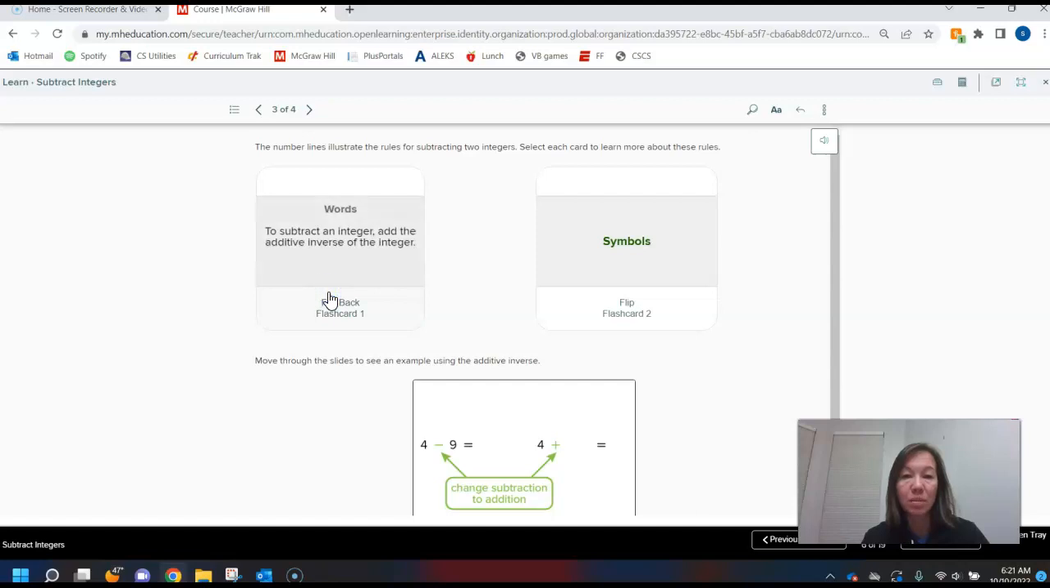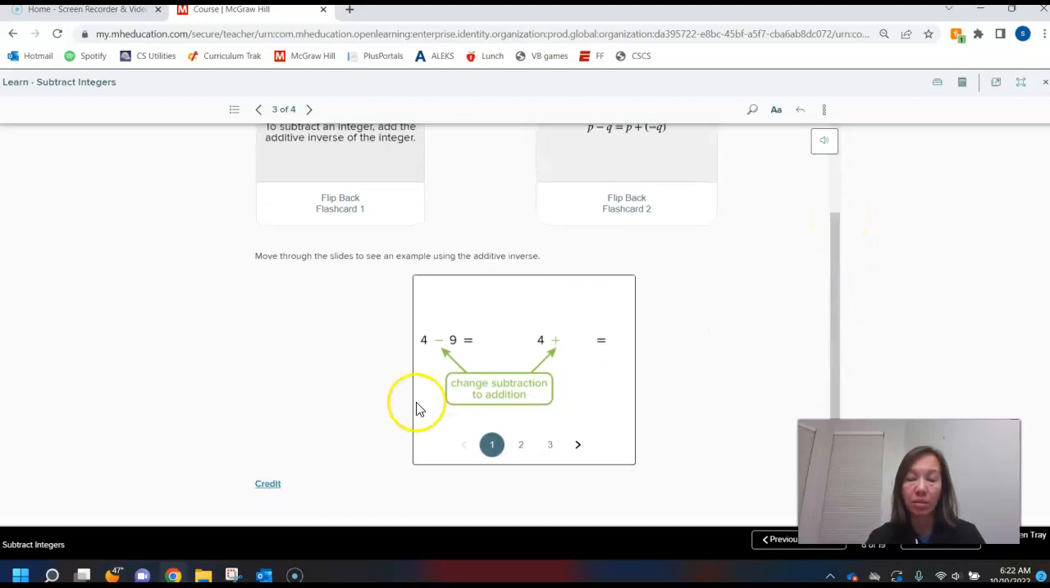There are some rules when subtracting integers. This is on the top of page 140. To subtract an integer, we can add the additive inverse of the integer, which is kind of the same as the opposite. So p minus q is the same as p plus the opposite of q. With an example here, 4 minus 9, I can change subtraction to addition and change 9 to negative 9, and then we can apply the rules we used for adding integers to make this negative 5.